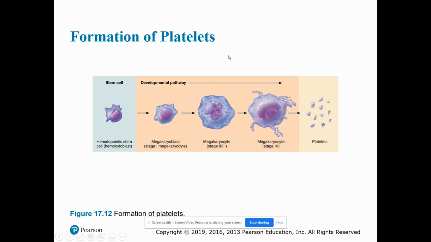We start off with a stem cell. Sorry about that, guys. We start off with a stem cell, and then we have this stage 1. It gets bigger and bigger, and then the cytoplasmic projections break off, and we have platelets.